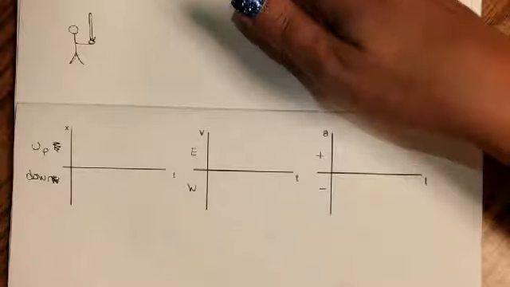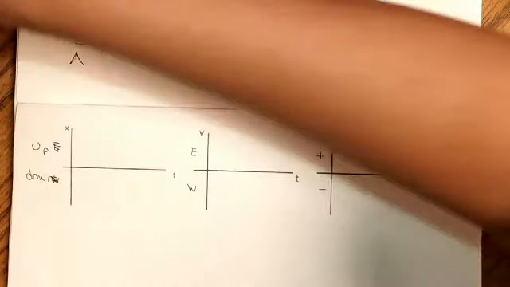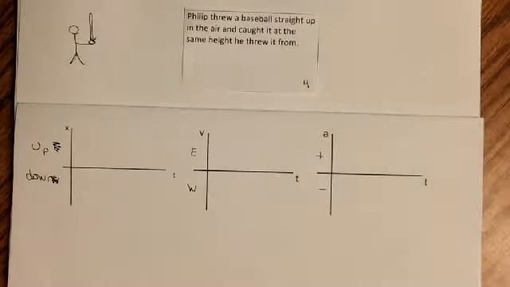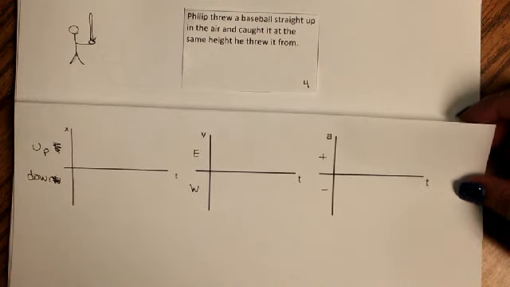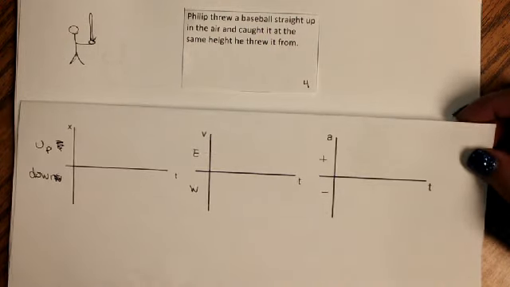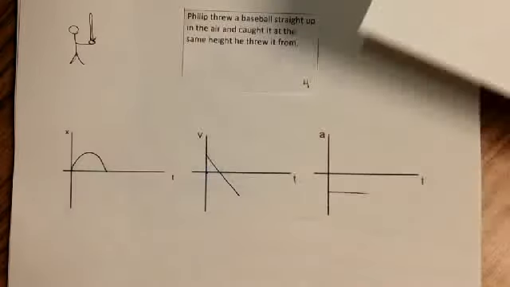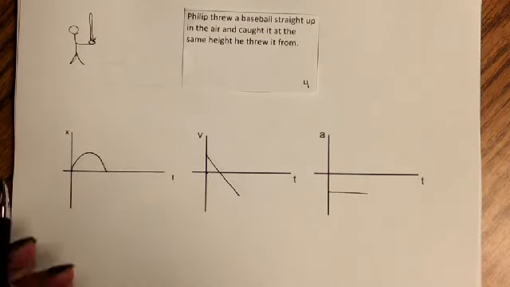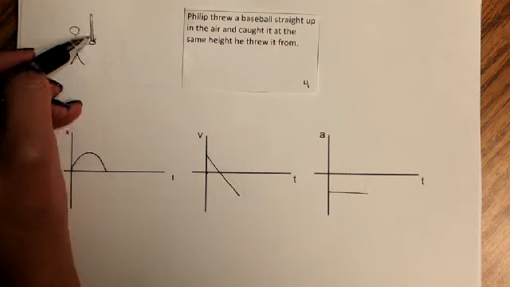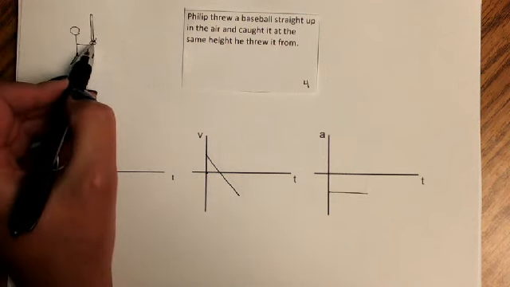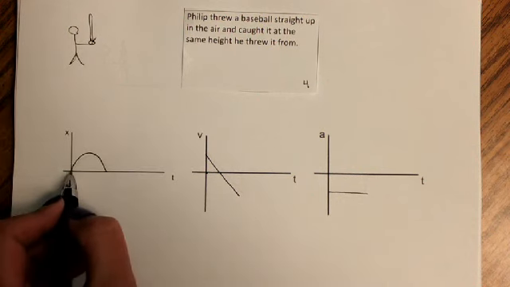Okay, they're getting a little bit harder. So here we have Philip. Read your scenario, sketch your answers. Alright, here are the answers. Philip threw a baseball straight up in the air and then he caught it at the same height. So if we call where the ball started the origin, then I can start this right here.